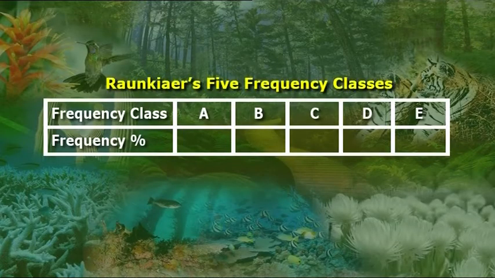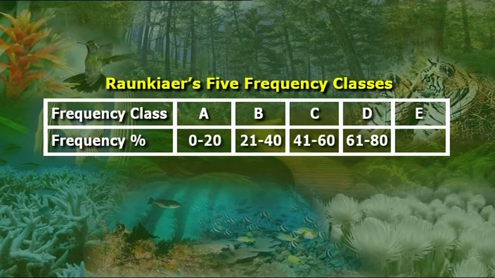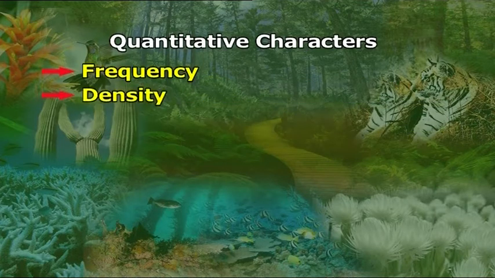After determining the percent frequency of each species, they are distributed among Raunkiaer's 5 frequency classes as A, 0 to 20%, B, 21 to 40%, C, 41 to 60%, D, 61 to 80% and E, 81 to 100%, depending upon their frequency values.